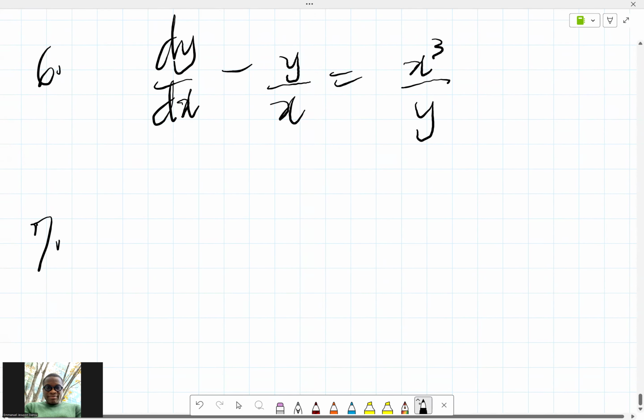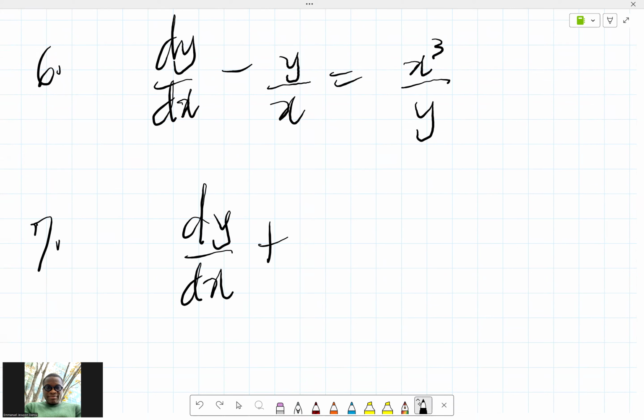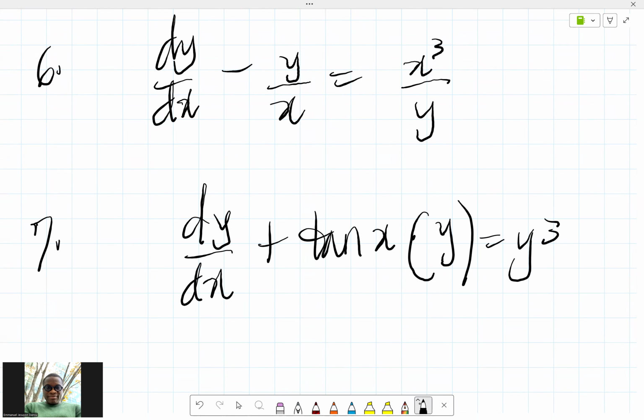We have a 7th question, a lot of questions. So dy/dx + (tan x)y. Okay, let me put this in brackets to show that it's not part of the tan, right? And that is equal to y³. So your n there is 3.